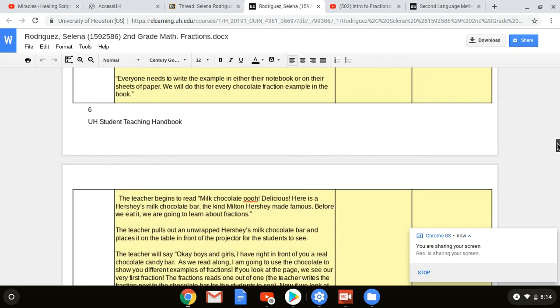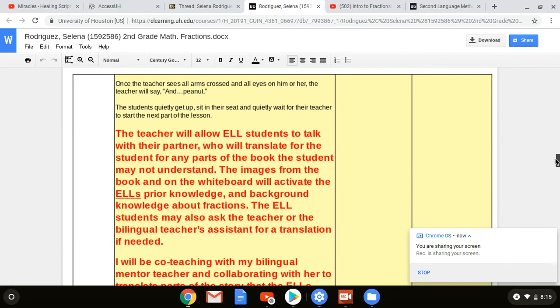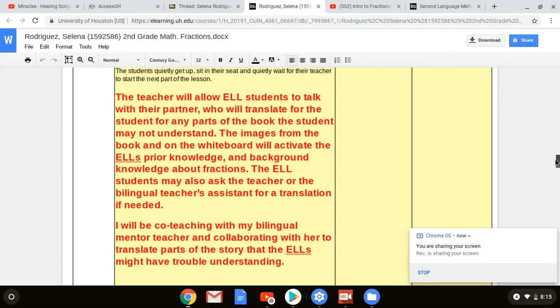And you're reading a book with them as well. And that, again, is very good, because if the book has a lot of visuals, they'll be able to see it. They might not be understanding the words, but with the pictures, that will help a lot of your ELA students. I noticed that you have the blessing of having a bilingual mentor teacher who will co-teach this lesson with you, and that is wonderful.